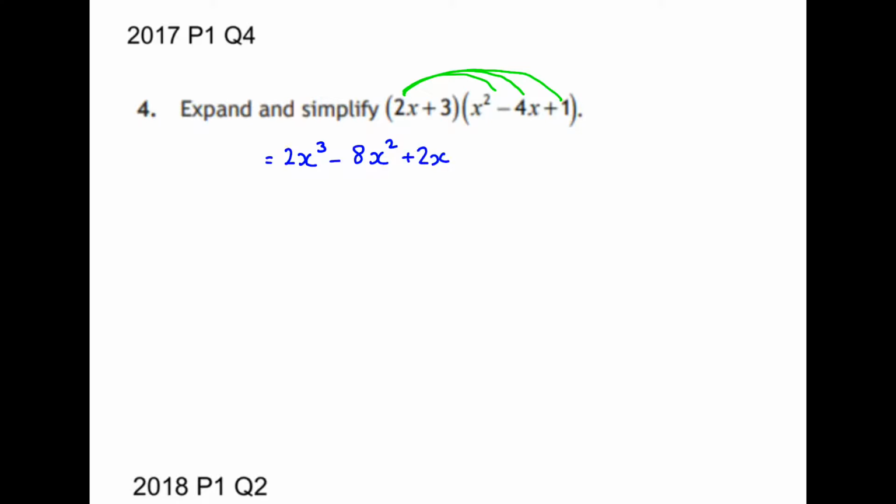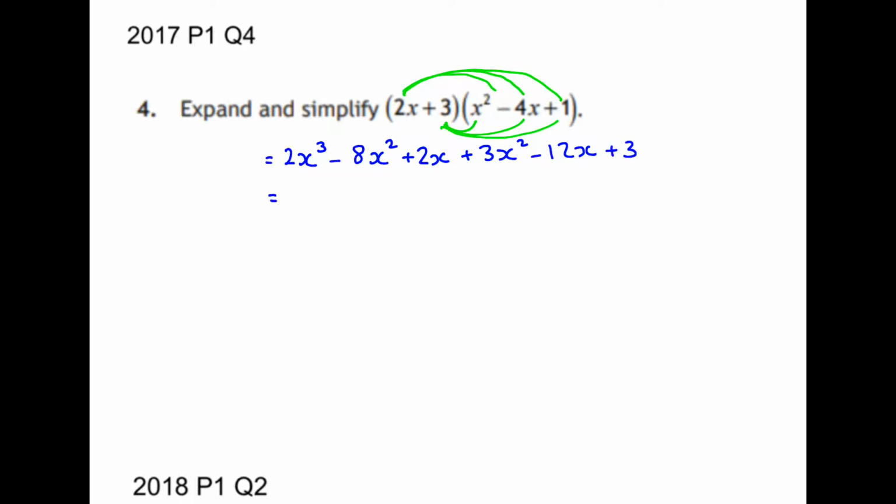Then we need to make sure the 3 multiplies everything in the second bracket. So 3 times x squared is 3x squared. 3 times negative 4x gives us negative 12x. And then 3 times 1 gives us plus 3.